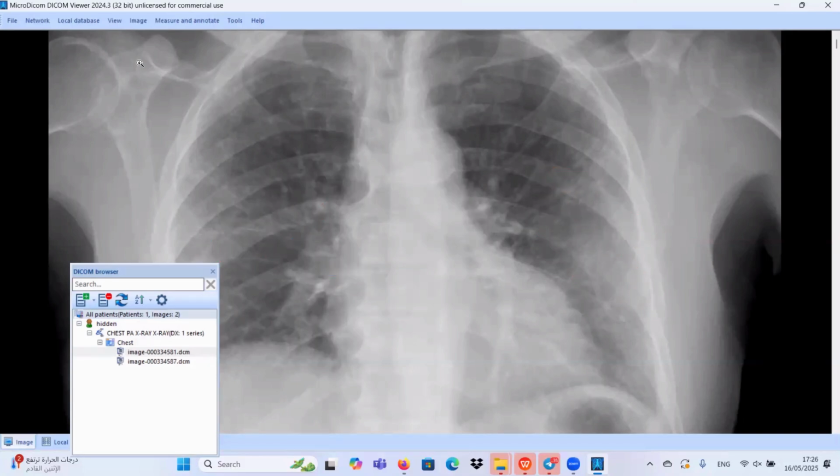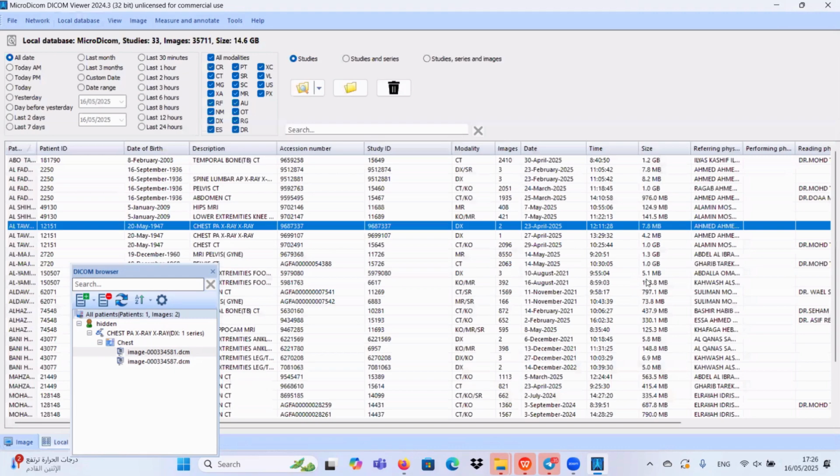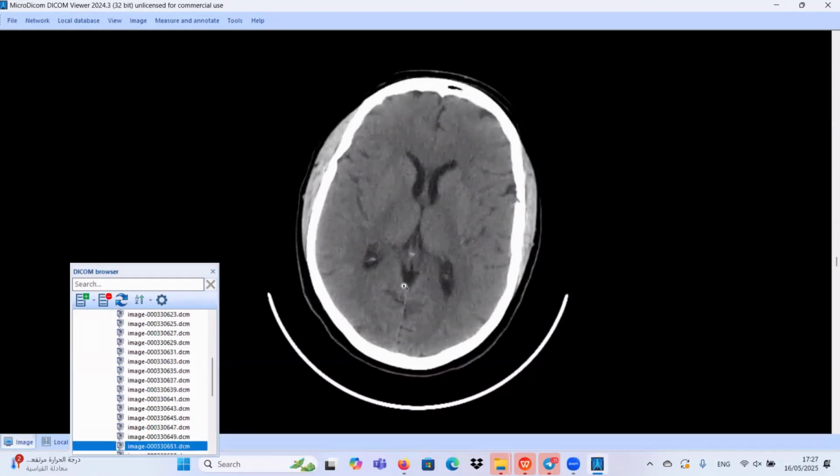I know that the case is challenging, but I hope you can find these abnormalities. If you are searching for the abnormalities, it will be easy for you as much as you can. Okay, doctor. Let's move to our next case.